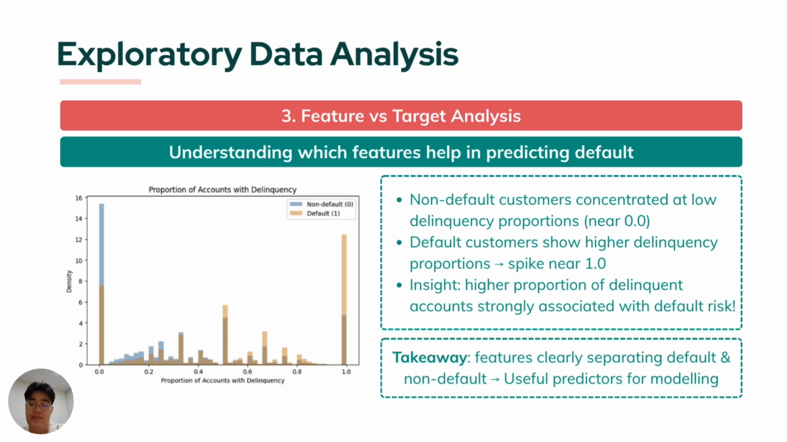Next, we analyze how individual features relate to the target to identify useful predictors. For instance, when we examine the proportion of accounts with delinquency, we see that non-default customers are concentrated at low delinquency levels, whilst default customers show higher delinquency proportions. This could indicate that this feature has strong predictive power. Overall, this step helps us to identify features that clearly separate default and non-default cases.